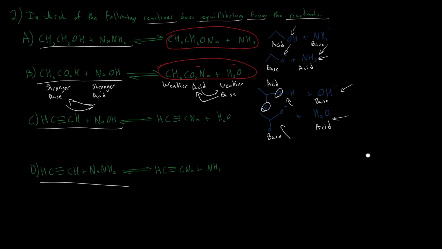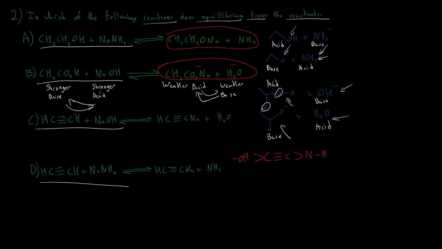When we have primary carbons, the electronegativity increases. So primary carbons are less acidic than OH, but they're more acidic than NH.